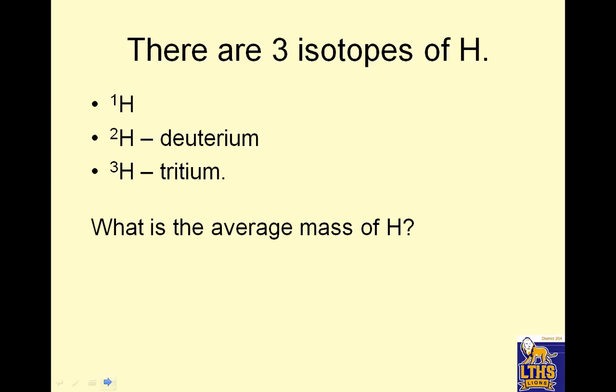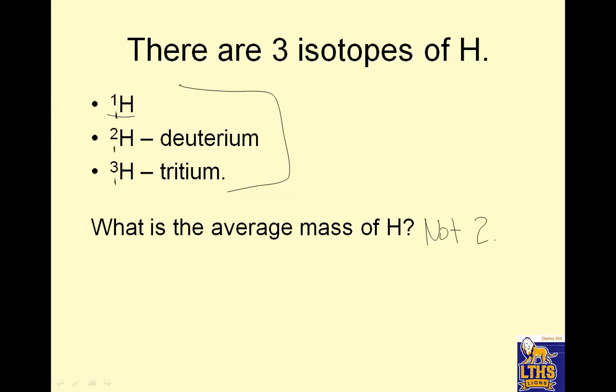There are 3 isotopes of hydrogen. One we just call hydrogen. Hydrogen 2 is deuterium. By the way, the number down here would always be the same, the number of protons. Deuterium, 2. And 3 is tritium. What is the average mass of hydrogen? Well, your gut feel, unless you've taken chemistry before, is that the average of these 3 is probably 2. It's not 2.